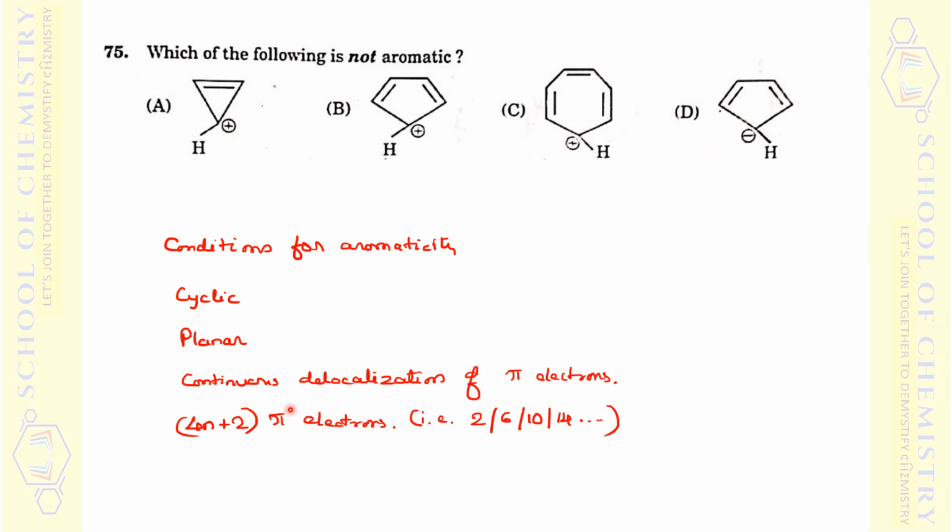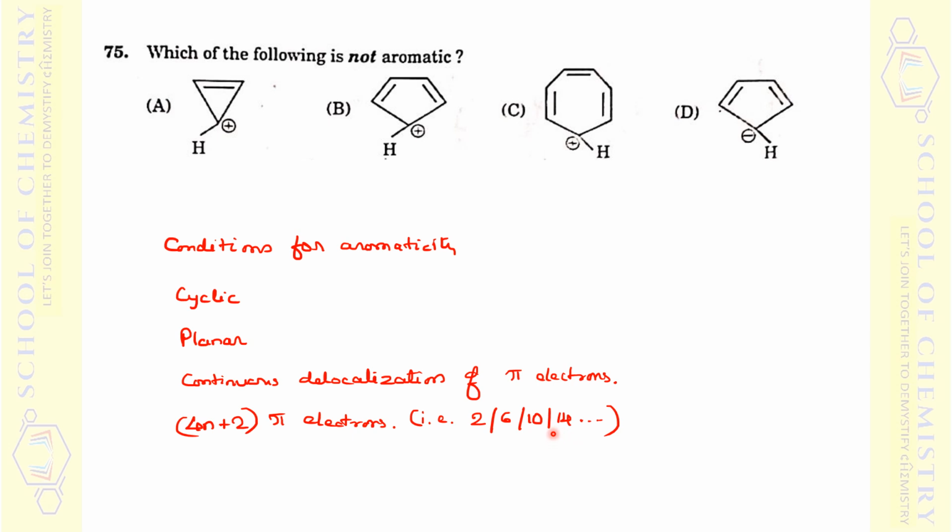The last condition is known as Huckel's rule, which you may have come across. What this says is that for a molecule to be aromatic, it should have 4n plus 2 pi electrons. So n you can substitute as 0, 1, 2, 3 and so on. If you do that, you find that if the pi electron number is 2, 6, 10, 14 and so on, then the molecule can be aromatic.